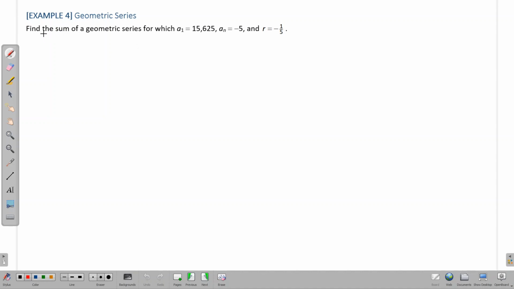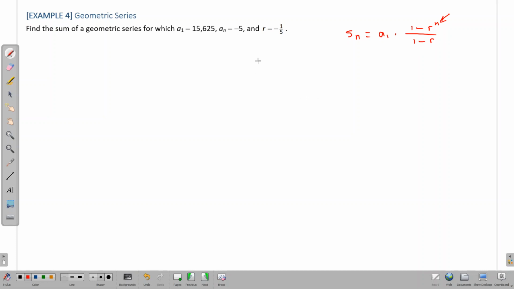Okay, so what we are given here is, it says find the sum of a geometric series for which the first term is 15,625, the last term is negative 5, and we don't even know how many terms there are, and the common ratio is negative 1/5. So the big issue is if I want to use this formula, the S sub n formula, I have to know what N is. I already know R, they gave me that, but I don't know how many terms there are. So if I'm going to use this, I've got to find N.